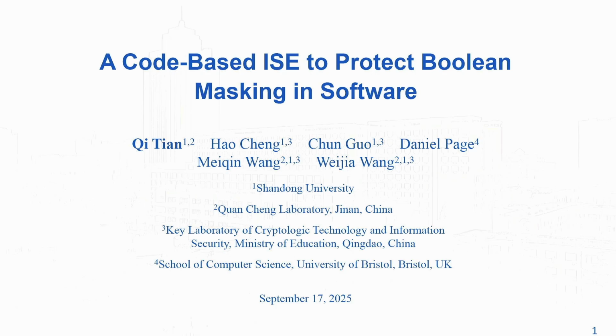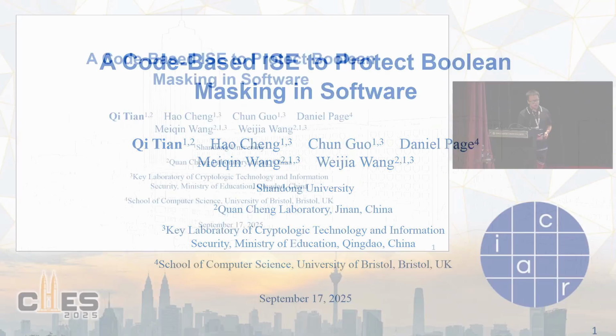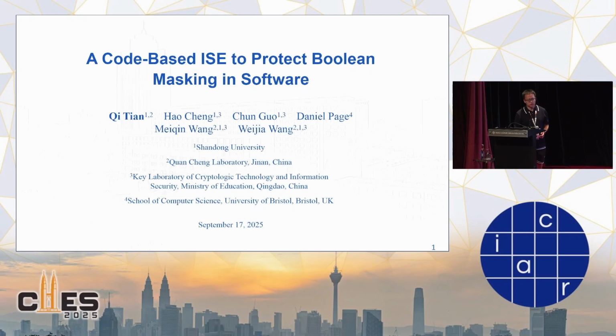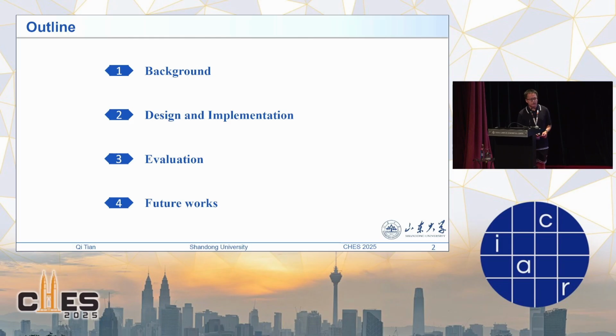Good afternoon, everyone. I'm Qi Tian from Shandong University in China. It is my great honor to be here to introduce our work. The title of my presentation is a code-based ISE to protect Boolean masking in software. And my talk has 4 parts.